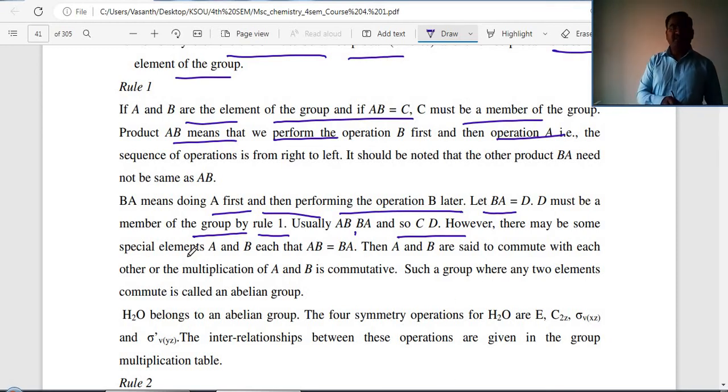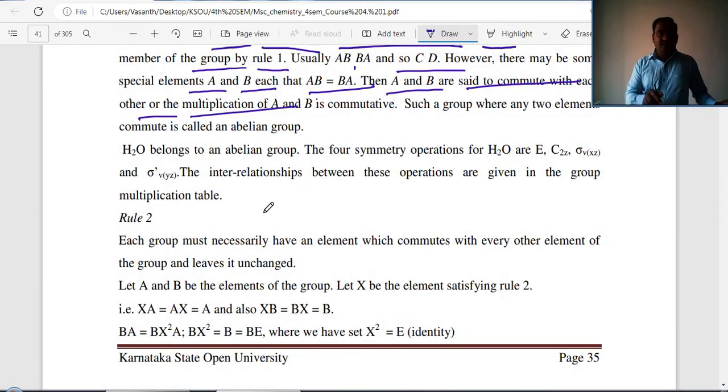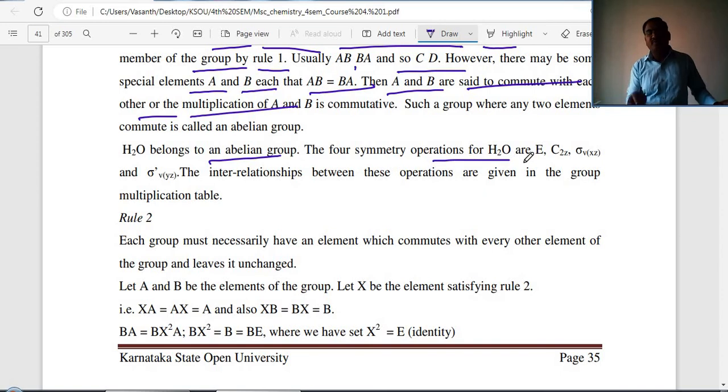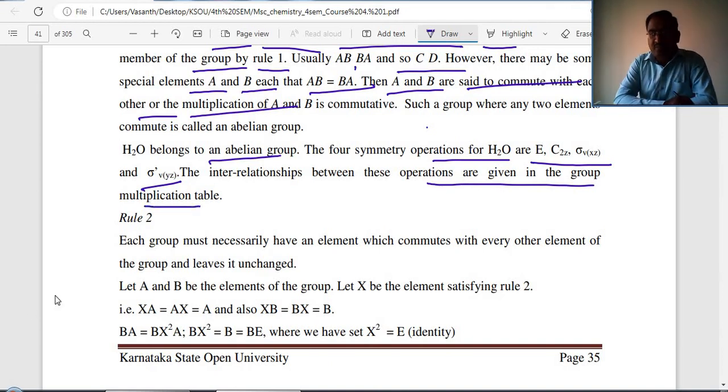However, there may be some special elements A and B such that AB is equal to BA, then A and B are said to commute with each other. The multiplication of A and B is commutative. Water belongs to the abelian group. The four symmetry operations of H2O are E, C2(z), sigma v(xz) and sigma v dash (yz). The interrelationship between these operations is given in the group multiplication table.